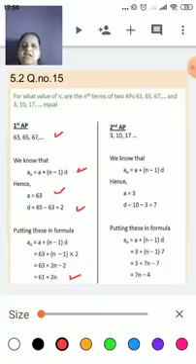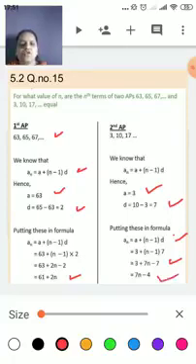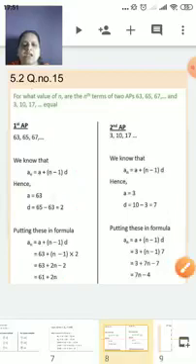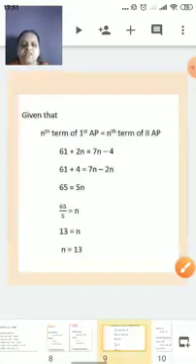Similarly, do it for the second AP, 3, 10, 17 and so on. Again 3 is your first term. D is 10 minus 3, which is 7. Apply the same formula and substitute. A is 3, plus n minus 1 into 7. So 3 plus 7n minus 7, so it will become 7n minus 4. So for the first AP you got AN as 61 plus 2n, and for the second AP you got AN as 7n minus 4.